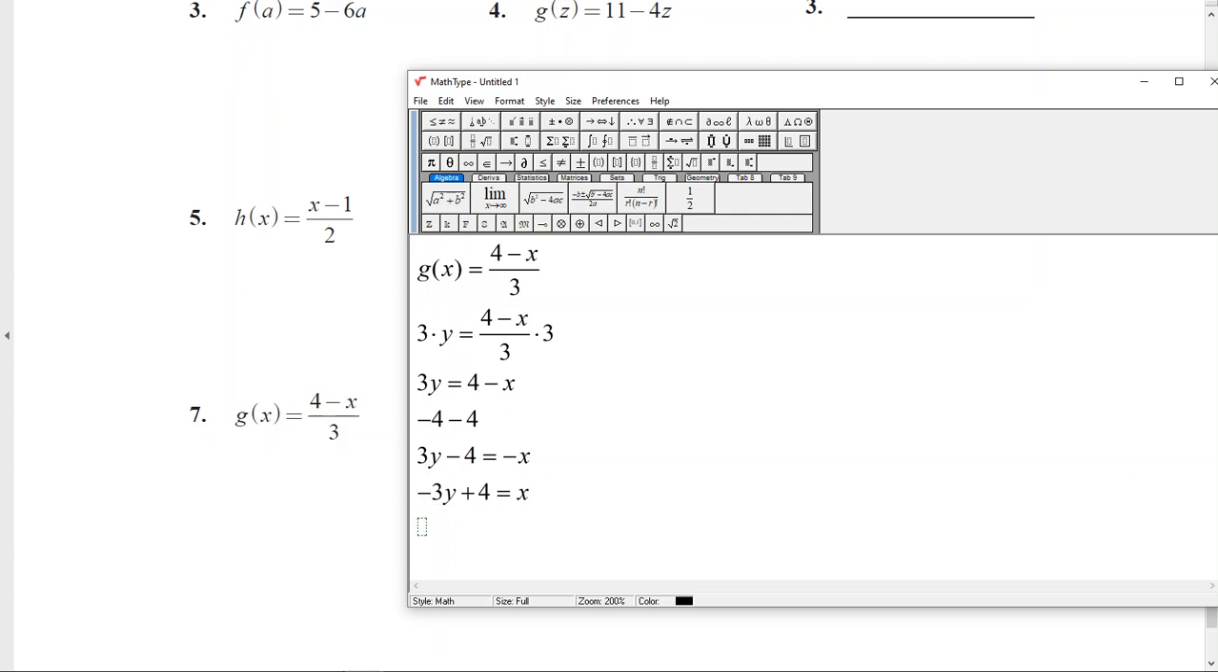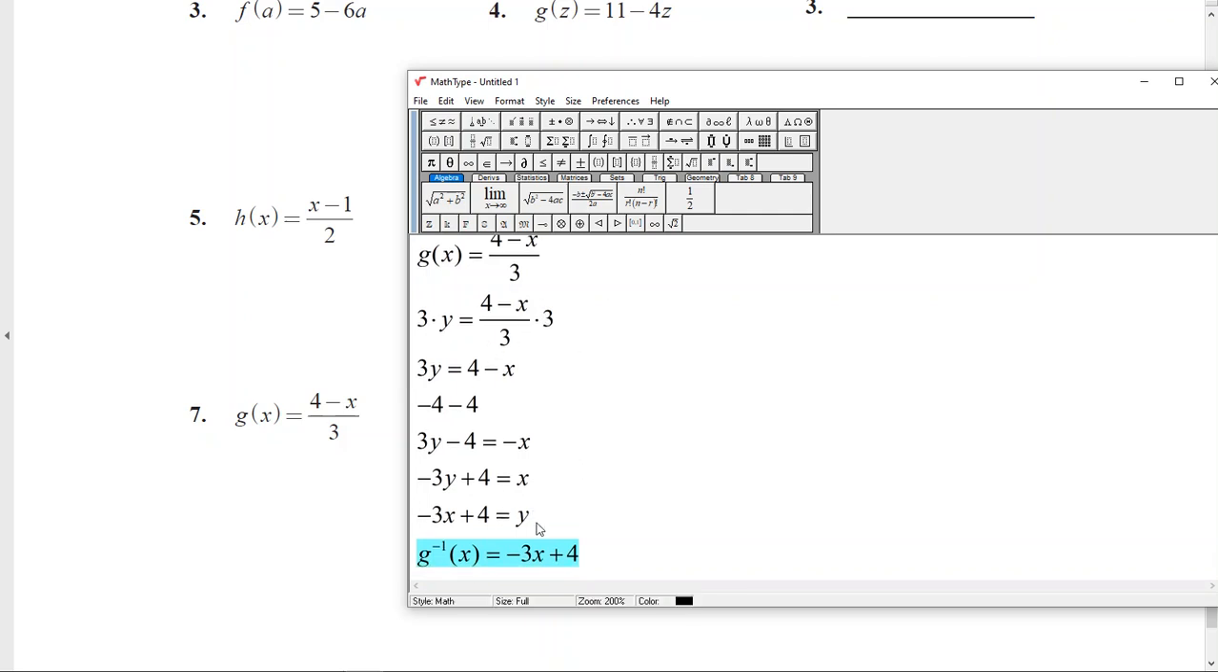Then switch your letters. So instead of negative 3y, we'll have negative 3x plus 4 equals y and pop it back in function notation. This function was called g. So in inverse notation, it'll be g inverse of x equals, and copy paste, the negative 3x plus 4. So that would be our answer for number 7. Again, y equals, solve for x, switch the letters to x and y, and rewrite in inverse function notation.